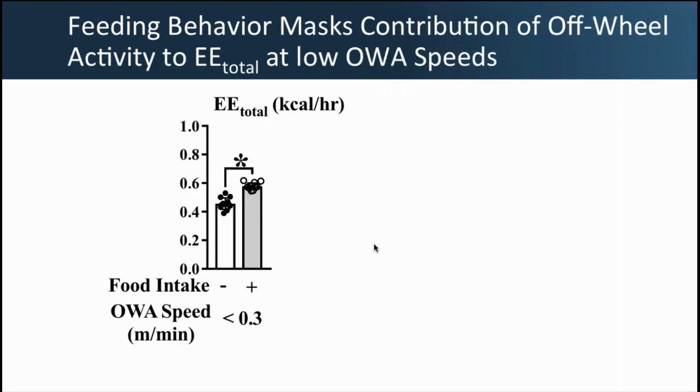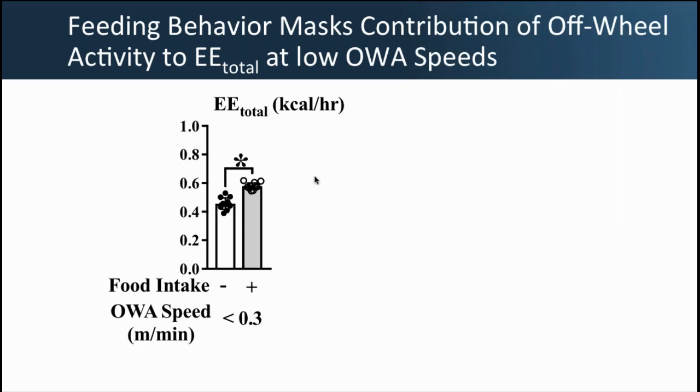And so then we wanted to dig deeper into this and see if there were other behaviors that could be masking the contribution at low rates of speed. And the obvious one was food intake. And so here what we did was we took those data points below 0.3 meter per minute, but above 0, and asked the question, are mice eating food over that same 5-minute period? And if they are, we put them in one bin, and if they're not, we put them in the other.